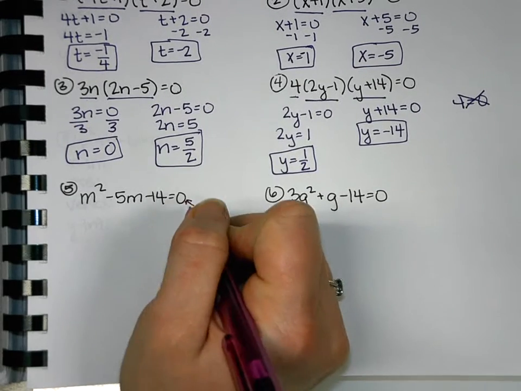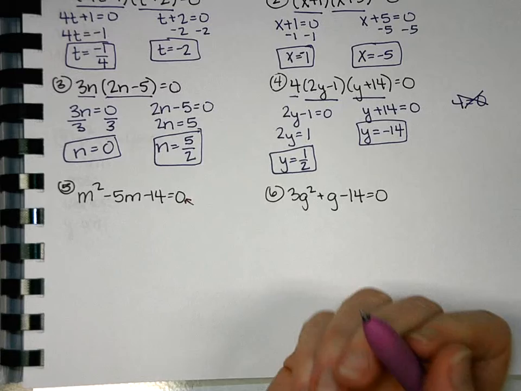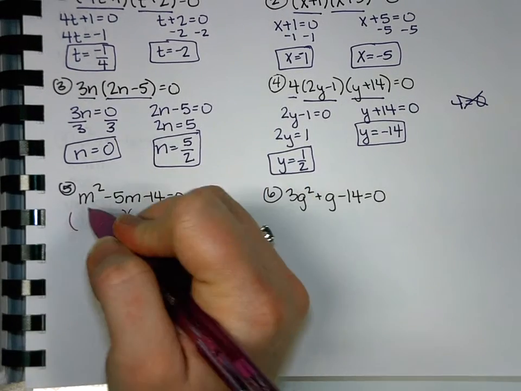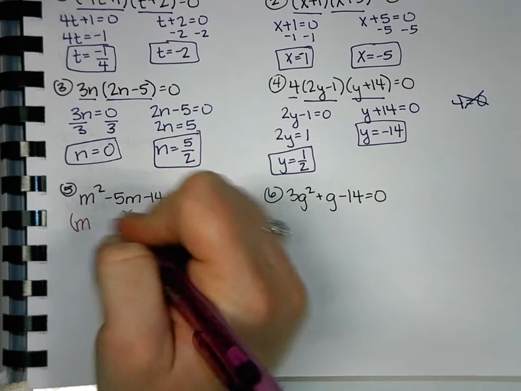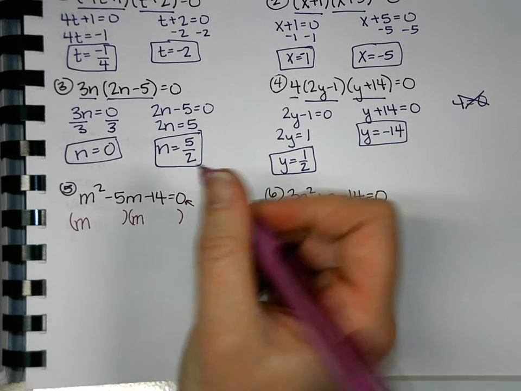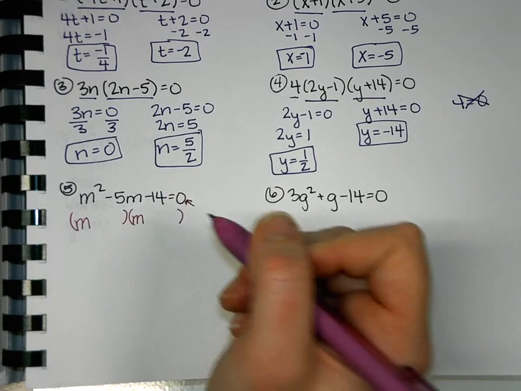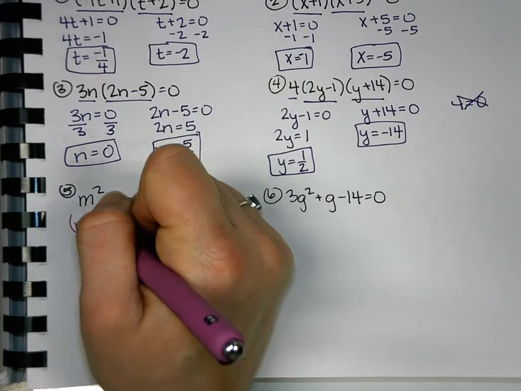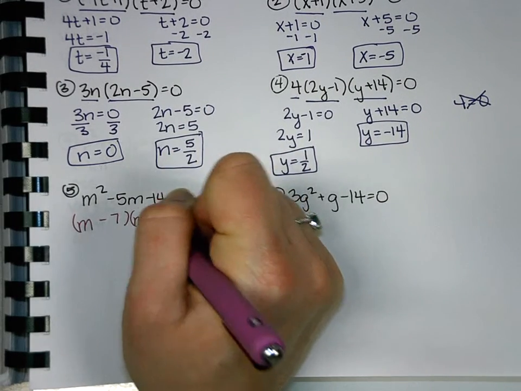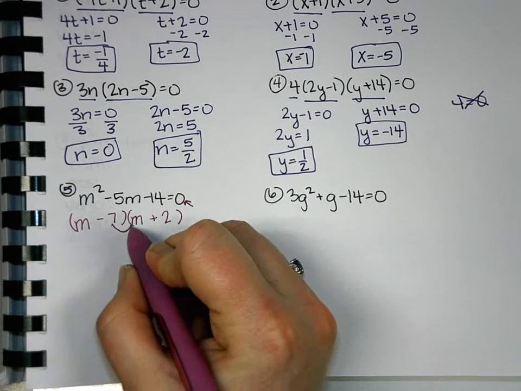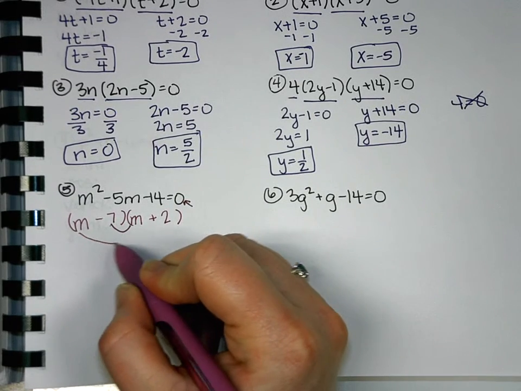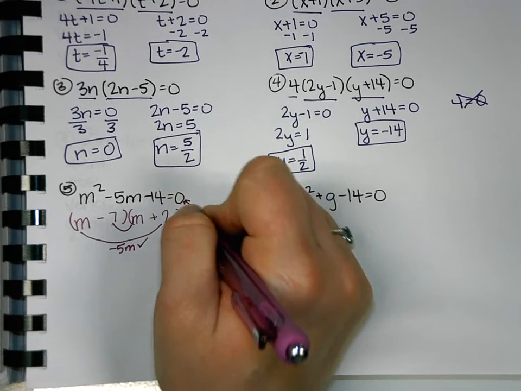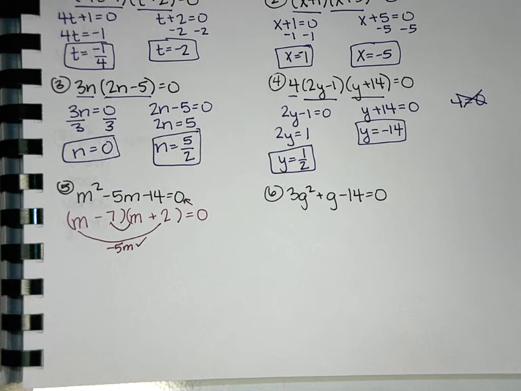So from here, I have that, so I can go ahead and start factoring. So I'm going to do my 2 parentheses, or my double bubble. 2 things that multiply to m squared are m and m. Things that multiply to negative 14. So I know one negative, one positive. So if I do negative 7 and positive 2, and I check it, I'll have negative 7m plus 2m gives me negative 5, which is what I want. Okay, so that tells me I have it factored correctly.